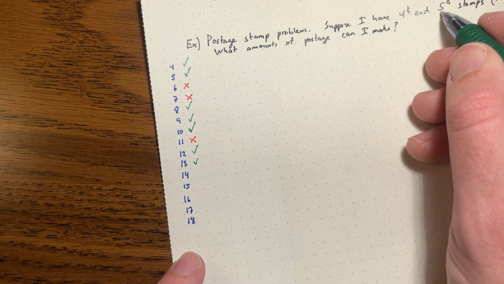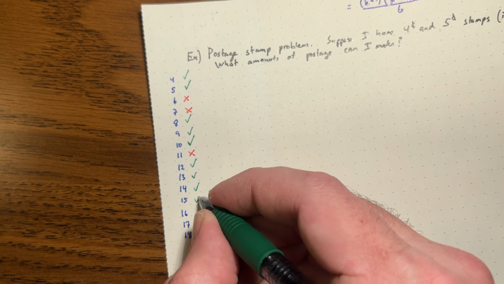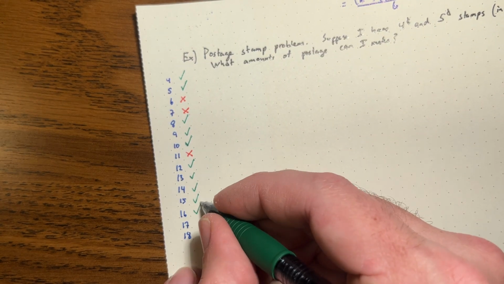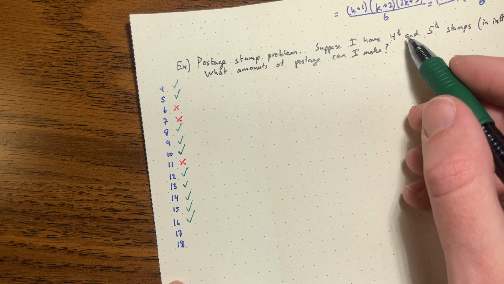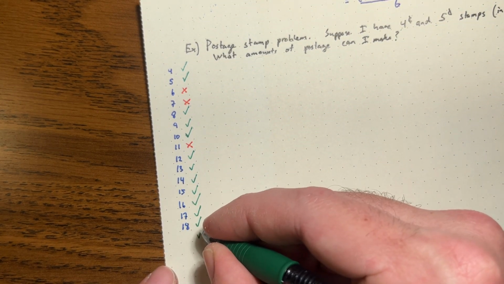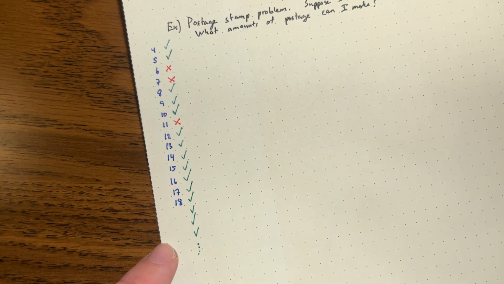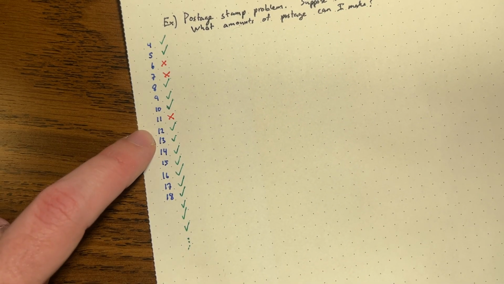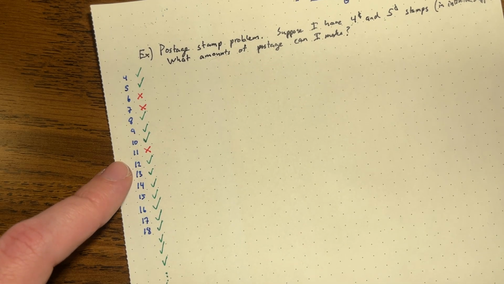14, yes. 2 of these, 1 of these. 15 I can make, it's a multiple of 5. 16 I can make. 17 I can do 12 and then 5. Yep. And what you'll find is that you can actually make everything else you try. So it seems like we can make everything 12 cents and higher. So that's our conjecture.